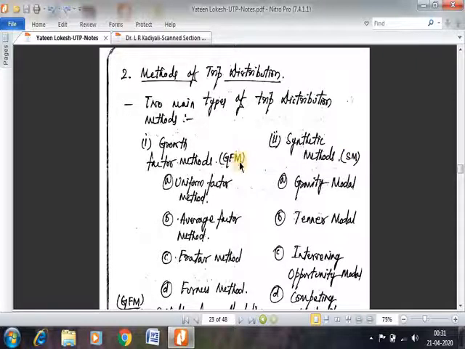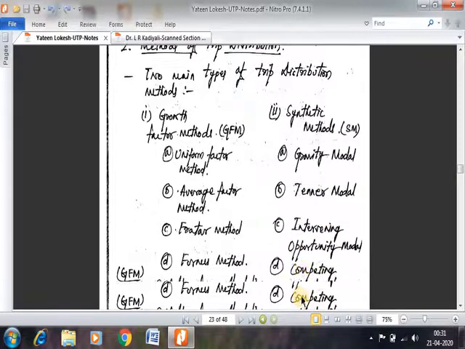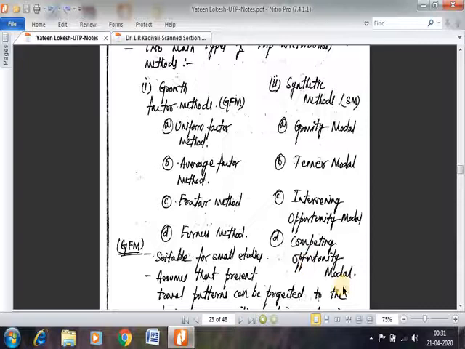Under growth factor methods, we have the uniform factor method, average factor method, Fratar's method, and then Furness method. Talking about synthetic methods, we have the gravity model, Tanner's model, intervening opportunity model, and then competing opportunity model.